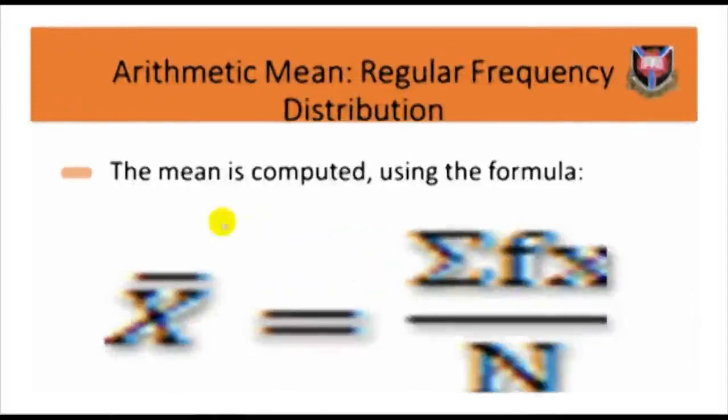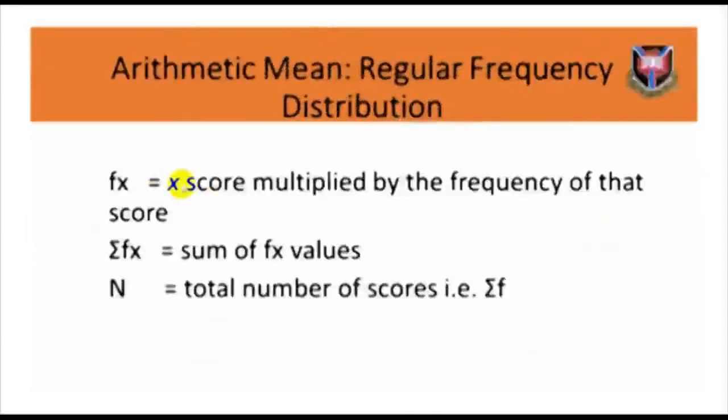Regular frequency distribution. With scores in the form of a regular frequency distribution, the mean is computed using the formula x bar equals sigma fx over n, where x bar and sigma remain the same, that is, mean and the sum of respectively. Fx is x score multiplied by the frequency of that score. Sigma fx is the sum of fx values. N is the total number of scores, that is sigma f.